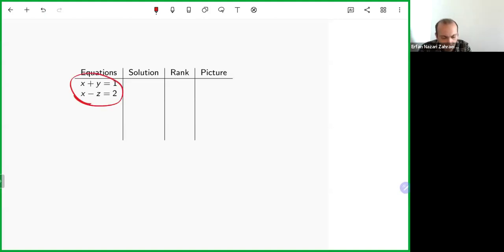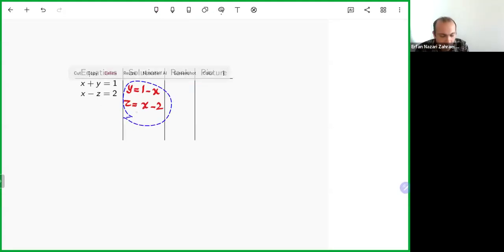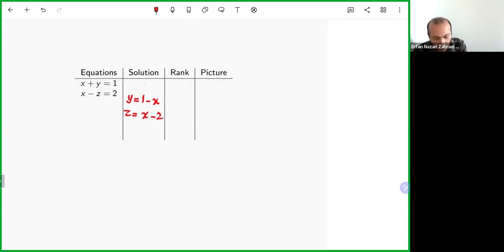So how can I read a parametric solution from this? I can see that from these I can find both y and z in terms of x, and that means a parametric solution. Solve this for y: you get y equals 1 minus x. Solve this for z, and you get z equals x minus 2. Am I right? Exactly. And now I see that x is a free parameter.